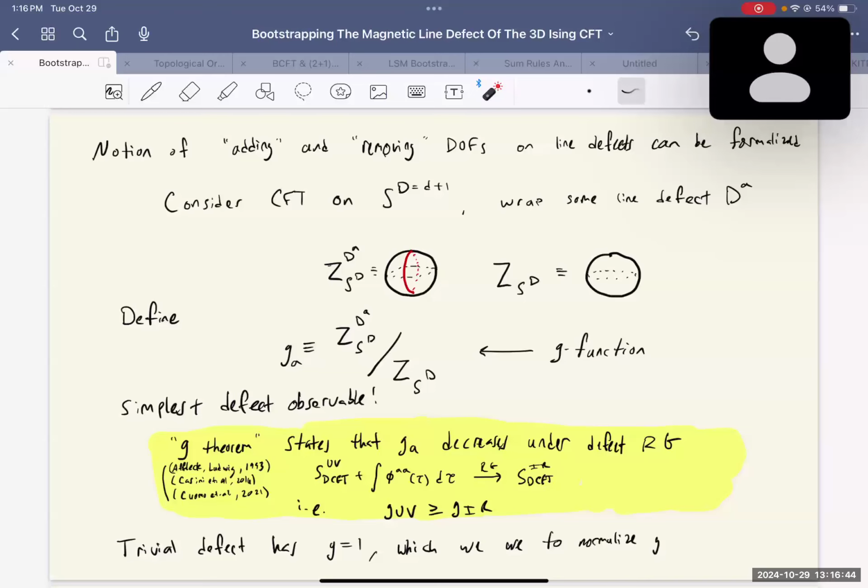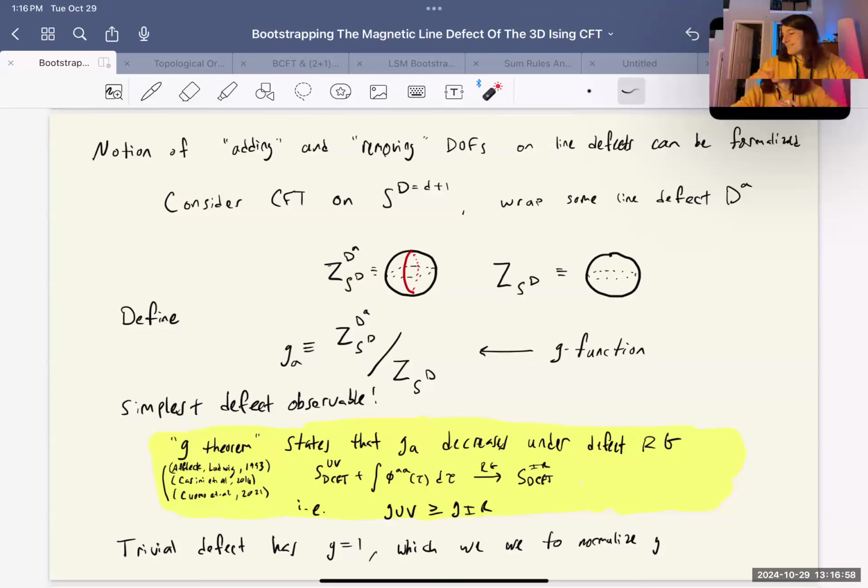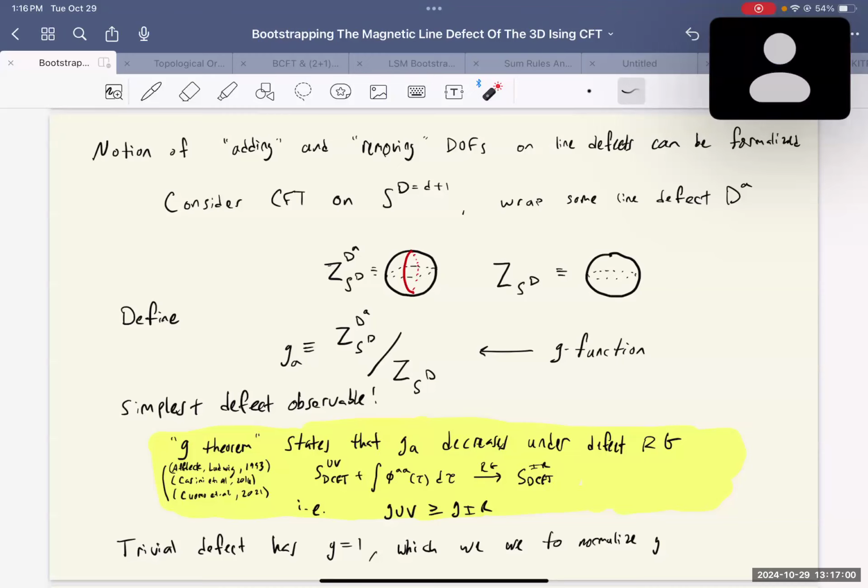So when big D is odd, that's when the Euler characteristic of the sphere is 0, and that's when the undecorated sphere partition function has a meaning in terms of some kind of RG monotone in 3 dimensions.